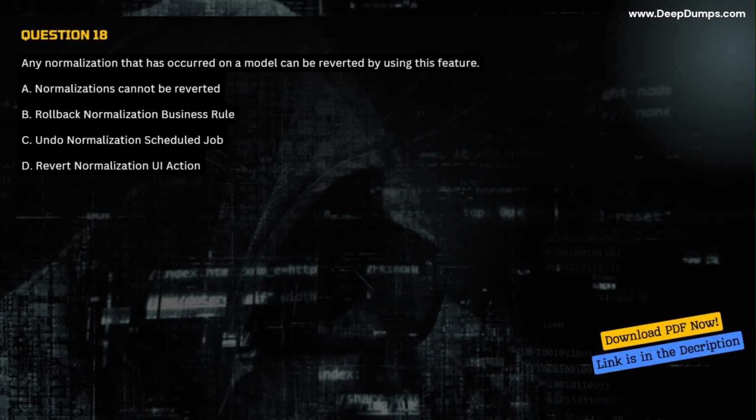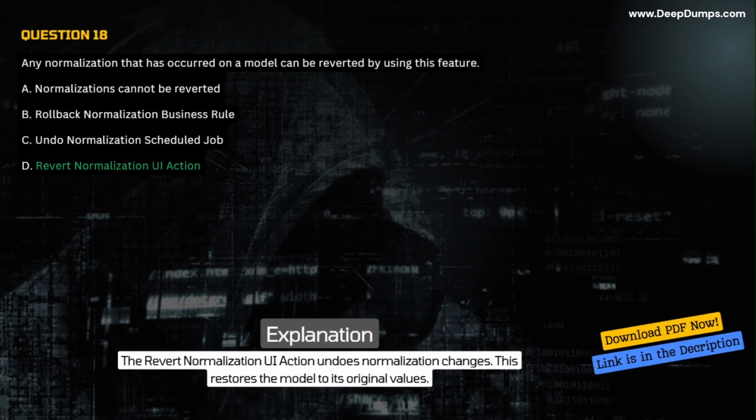Question 18. Any normalization that has occurred on a model can be reverted by using this feature. A. Normalizations cannot be reverted. B. Rollback normalization business rule. C. Undo normalization scheduled job. D. Revert normalization UI action. Correct answer D. Revert normalization UI action. Explanation. The revert normalization UI action undoes normalization changes. This restores the model to its original values.